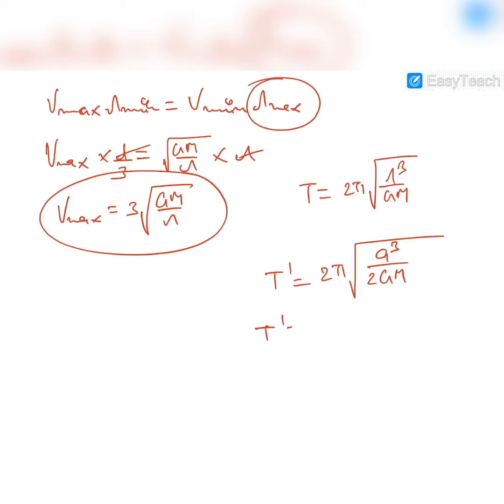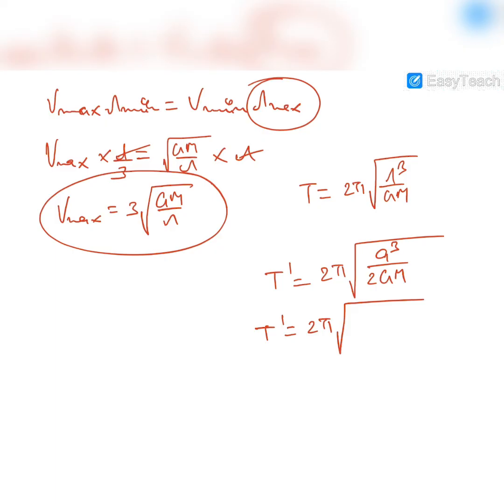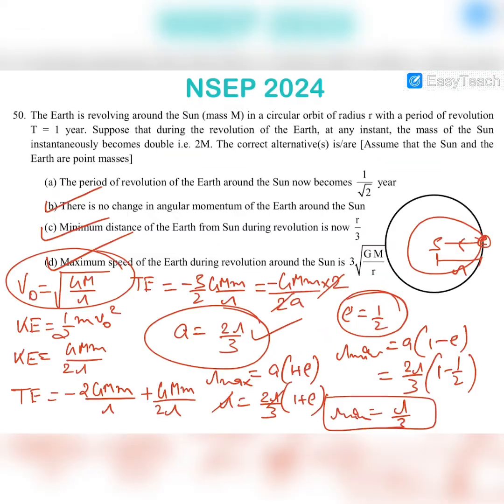So T dash will be 2 pi. Now the semi-major axis was 2r by 3. So 2r by 3 cubed is 8 r cube by 3 to the power 3, which is 27, and this is 2 and this is gm. So this T dash will be equal to 4 by 9 times T. So T was 1 year, so option A is incorrect. So the correct answers are B, C and D. Now let us move on to the next question.